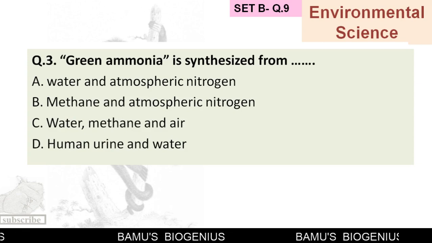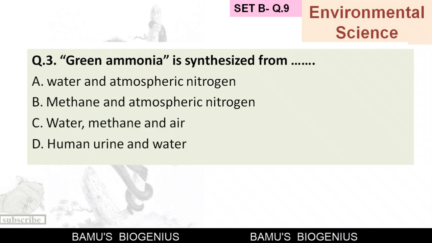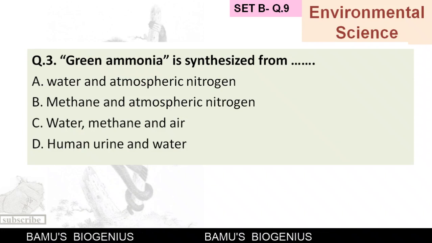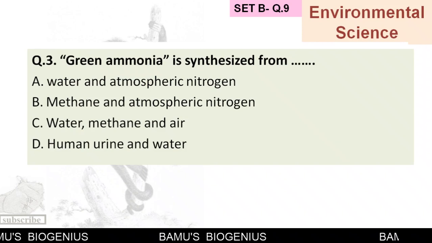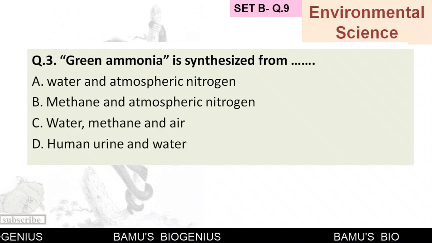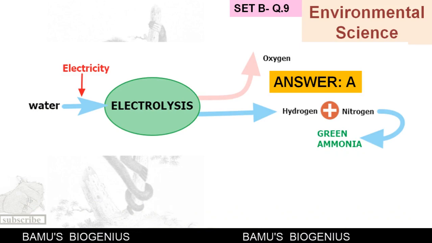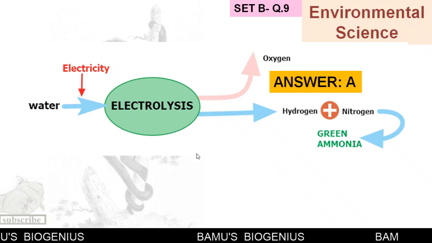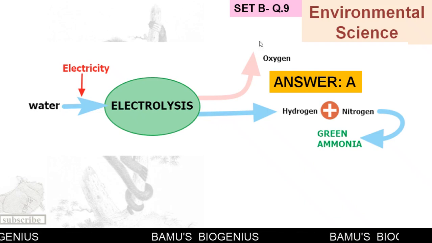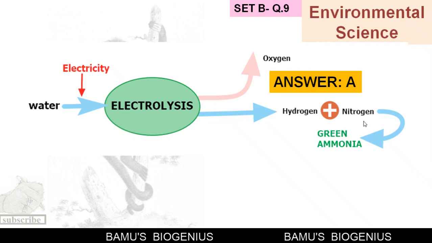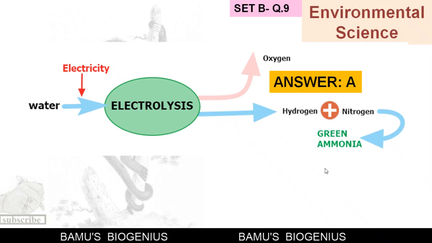Then question number 3. Green ammonia is synthesized from. This is a question from environmental science. In set B this is question number 9. The options are A. water and atmospheric nitrogen, B. methane and atmospheric nitrogen, C. water, methane and air, and D. human urine and water. The answer is A, water and atmospheric nitrogen. You can see here how green ammonia is synthesized. Water is electrolyzed, by which oxygen is removed, and the hydrogen that comes out interacts with the nitrogen to form green ammonia. So this is a question from environmental science.